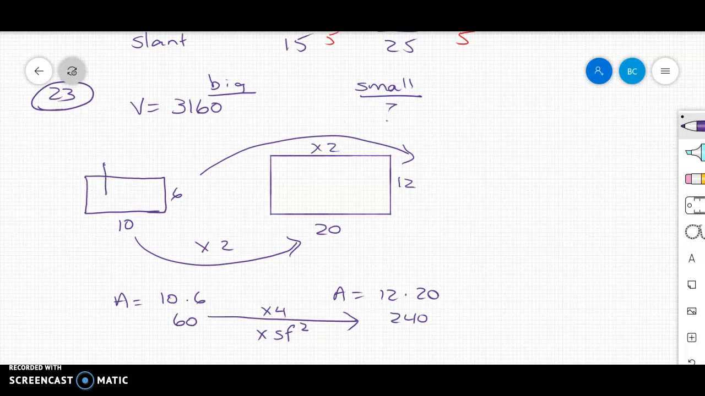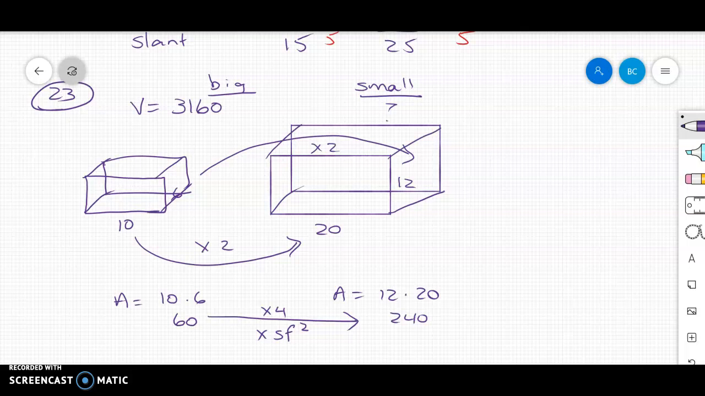So if I made this a prism instead of just a rectangle, and let's say that I put the height here as 2, this height would be 4, because it's similar, so everything is getting multiplied times 2. So my small volume would be 10 times 6 times 2, which is 120. My large volume would be 12 times 20 times 4, which is 960.